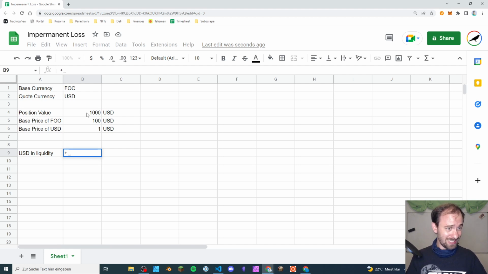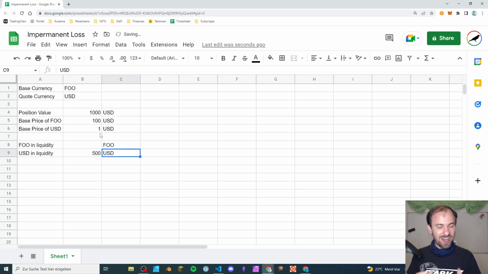So we can say that the position value divided by 2, this is the value of the position, and now we are dividing by the denomination. In this case it is 1. And this gives you the price in US dollar. And now we want to say how much foo do we have in the liquidity. We know that we need foo worth $500, but how much is it? When we have foo worth $500, we can see that when one foo is worth $100, we will arrive at 5 foo.